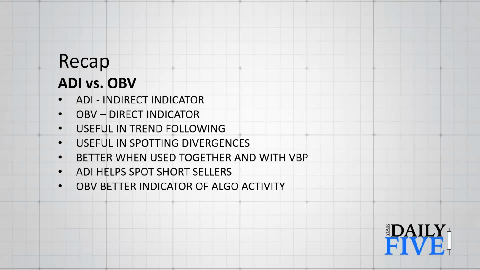So to recap, accumulation distribution versus unbalanced volume. ADI is a direct indicator. It's got three parts. You have to watch where the stock closes. Good indicator of what short sellers are doing. Unbalanced volume, direct indicator, tells you what the algos are doing. Both are useful in trend following. Both are useful in spotting divergences. They're better when used together with volume by price. Remember, ADI helps spot short sellers. Unbalanced volume is a better indicator of algo activity.